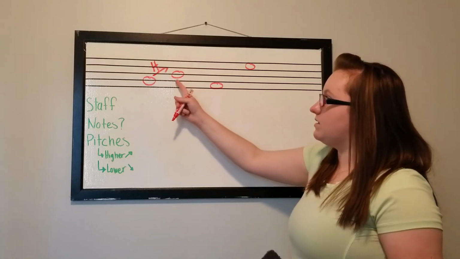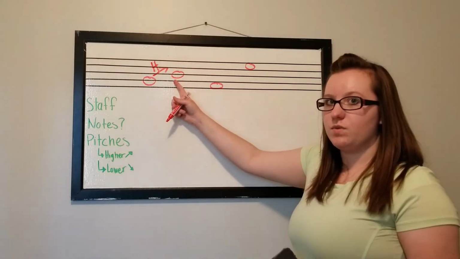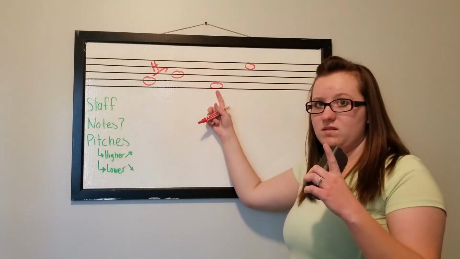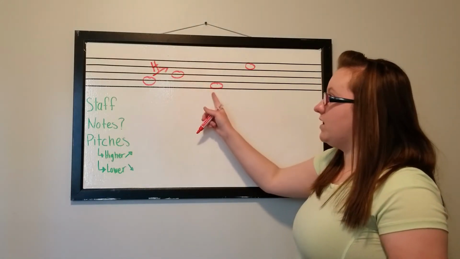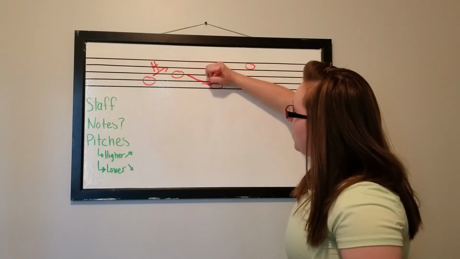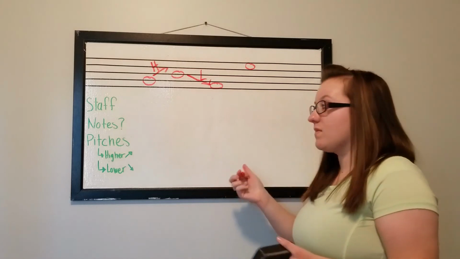Now let's look at the distance between these two notes. This note is on line 3, but this note is on space 1. That means this note is higher than here. So that means that this note is lower. So I'm going to put an L to represent lower.